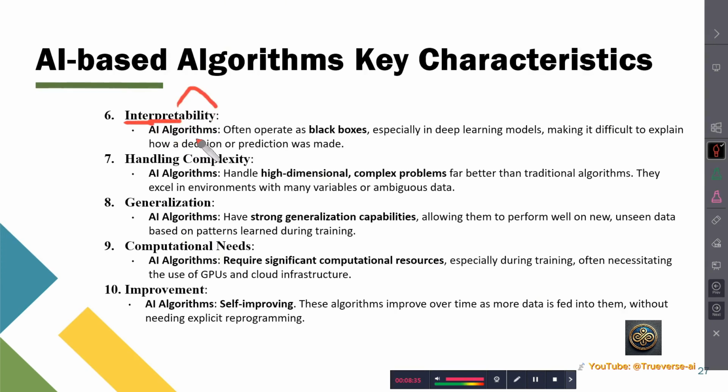So AI algorithms, especially deep learning models, often operate as a black box. So this is very important. You don't know what is inside. This means that while they can make incredibly accurate predictions, it is difficult to explain how or why a particular decision was made. This is the point. If I give you an example, if an AI system predicts loan approval or medical diagnosis, it might be challenging to understand how the model arrived at those conclusions.